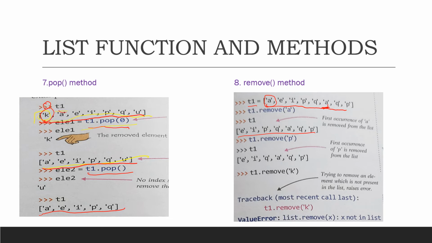So now from this list, you want to remove P, the value of P. So now it will remove the value of P, that is this one, the first occurring P in this list. Now you want to remove K, but K isn't there in this list, so it will show an error.